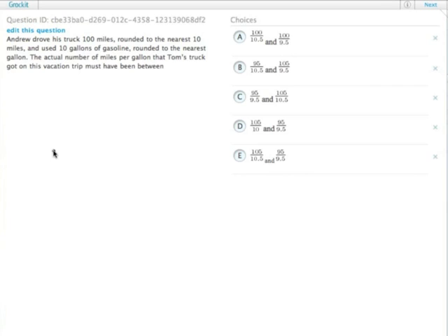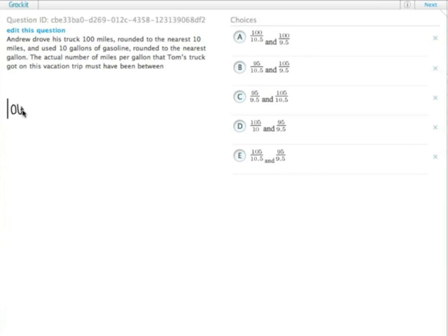So Andrew's driving his truck 100 miles, but we're rounding his miles to the nearest 10 miles, and he used some gas, and we rounded his gas to the nearest gallon, and that came out to be 10. So we need to figure out the actual range of miles per gallon that Andrew got on his trip.